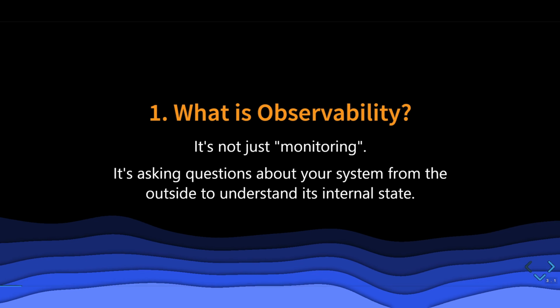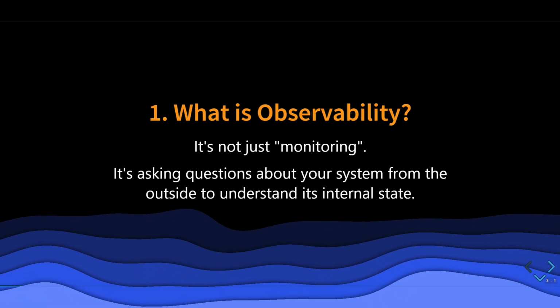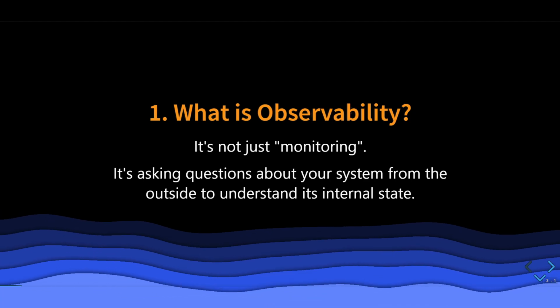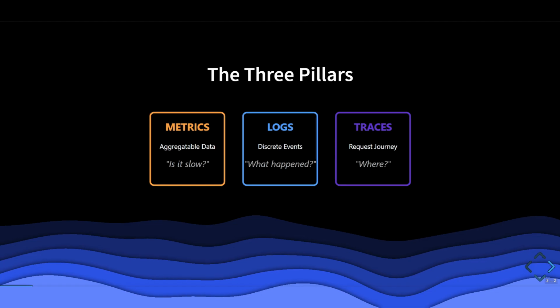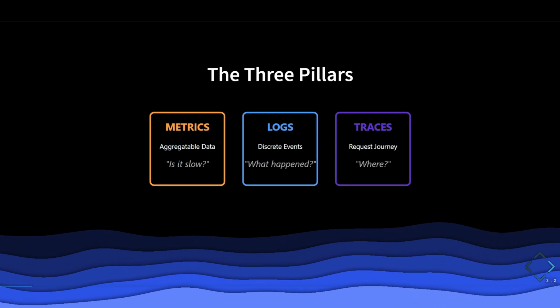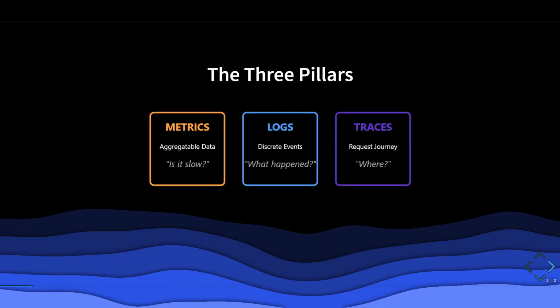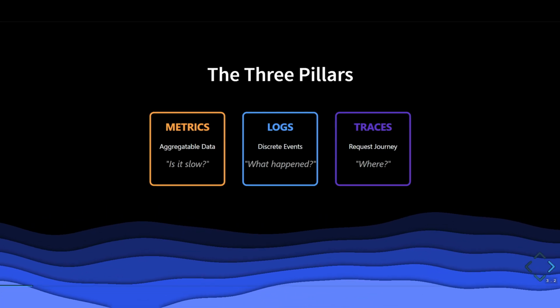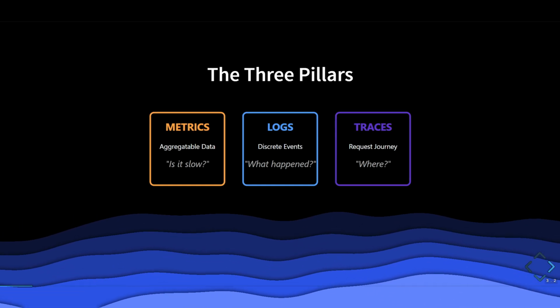1. What is observability? It's not just monitoring. It's asking questions about your system from the outside to understand its internal state. The 3 pillars. Metrics: aggregatable data. Is it slow? Logs: discrete events. What happened? Traces: request journey. Where? Prometheus focuses purely on metrics.